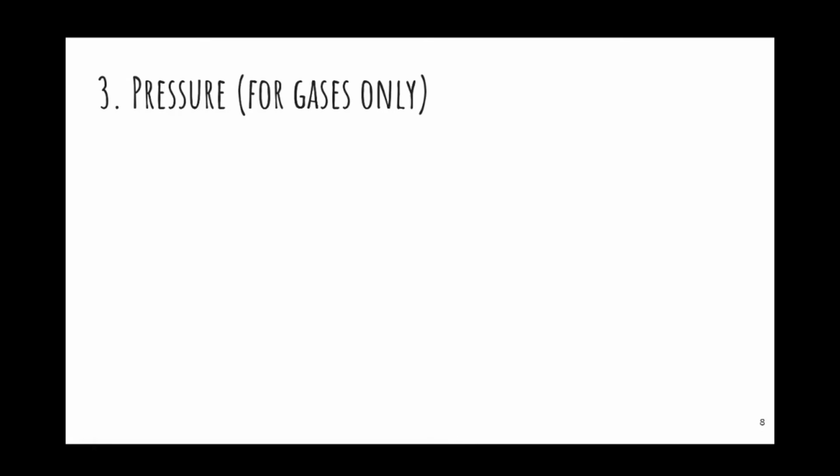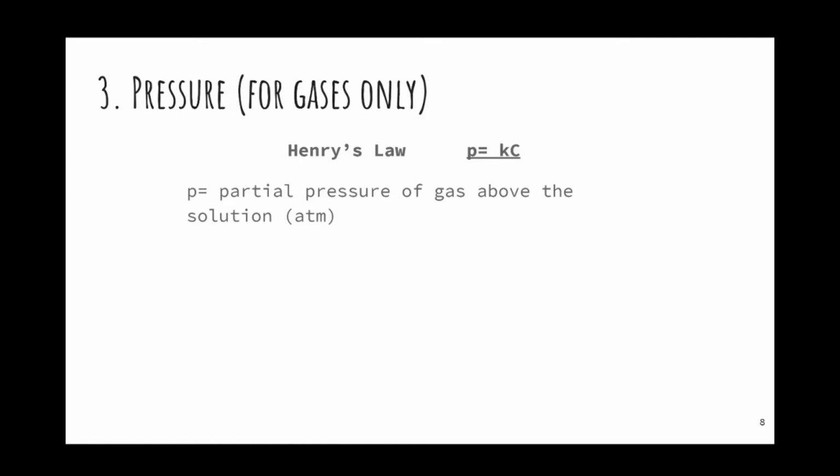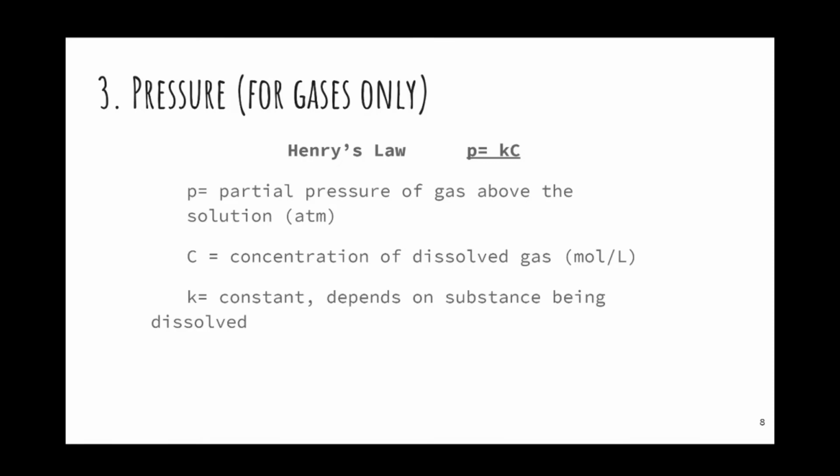The last factor that affects solubility is pressure, and this really only applies to gases. And for this, we actually have a rule of thumb. We have this idea called Henry's law, and it is P equals K times C. So first, let's identify what our variables are. P is the partial pressure of the gas above the solution, and that's going to be in atmospheres. So how much pressure is it experiencing? C is the concentration of dissolved gas, and this is going to have units of moles over liters. So we can replace C with moles over liters. And K is a constant, and it really depends on the substance being dissolved.